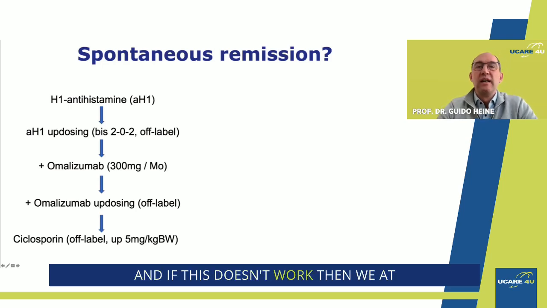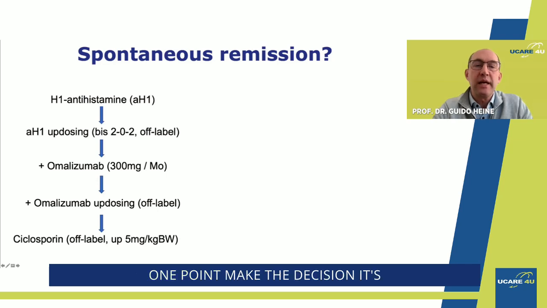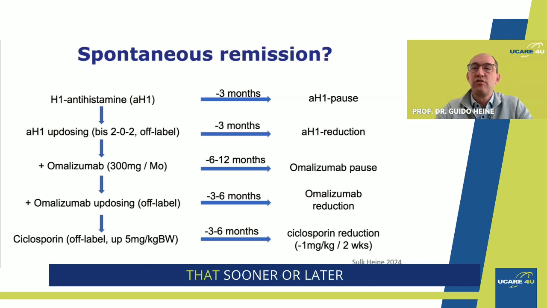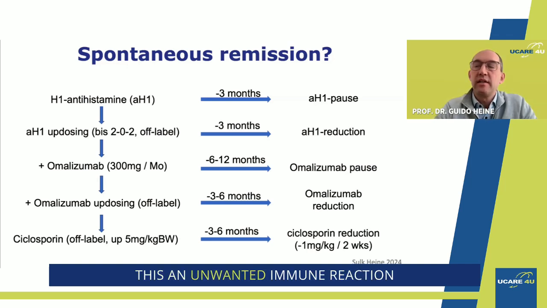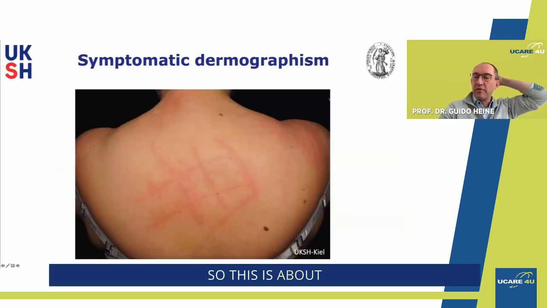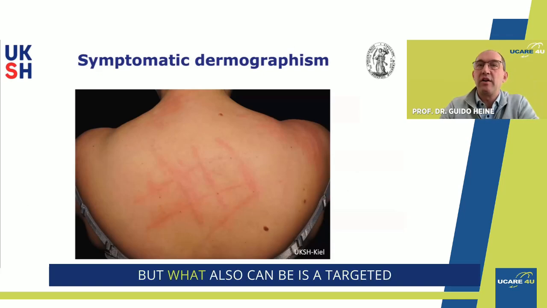And if this doesn't work, then at one point we make the decision it's an autoimmune case, and we change the concept to cyclosporin. What one should not forget is that sooner or later, this is an unwanted immune reaction which declines on its own. We don't know when, but sooner or later it does. So if one is symptom-free for several months, one can reduce the cyclosporin or reduce the omalizumab and go all these steps back. So this is about chronic urticaria.